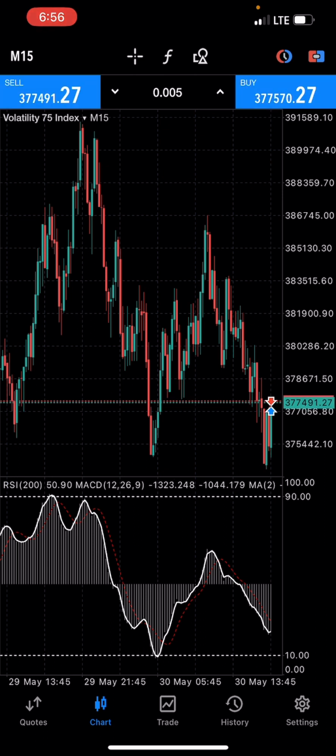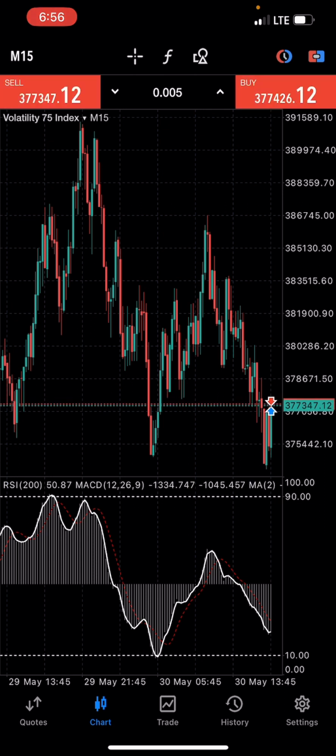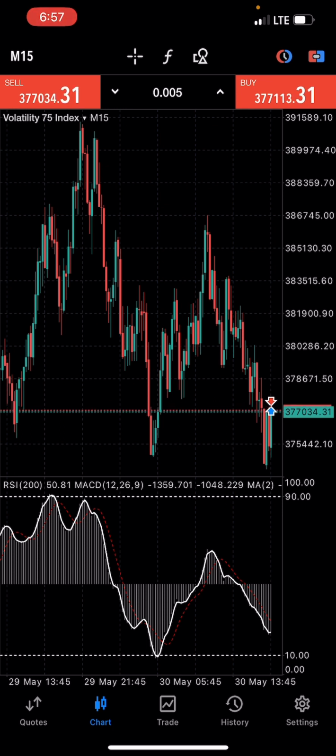So let's dive into the video. Before I explain the strategy, let me show you guys the parameters I'm using. I have the main chart and I have my other indicator window. So let's have a look.